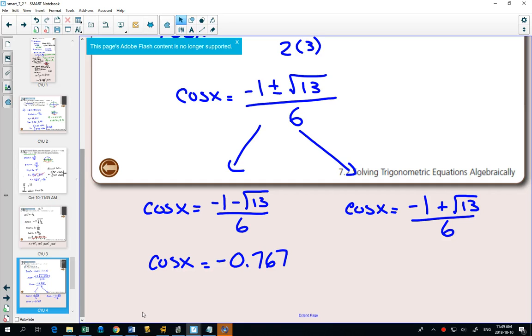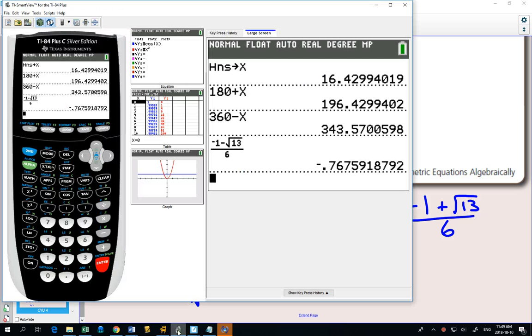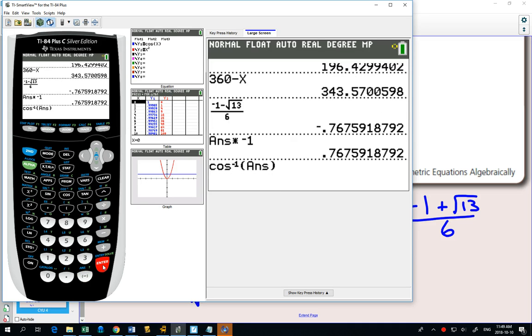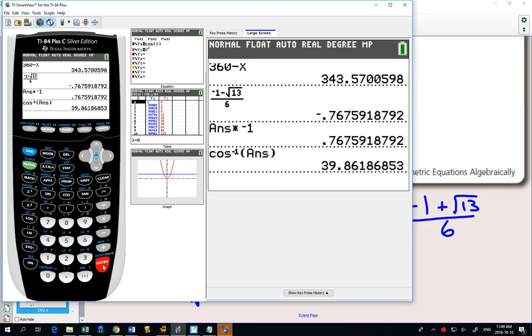Okay, what can I do with this? Well, I can find my reference angle. How do I find a reference angle? By doing cos inverse of the positive value. So a couple things. That value is negative right now. If I times that value by a negative 1, that makes it positive. And now I can do cos inverse of that answer. That's the positive value. And I find my reference angle is 39.9.